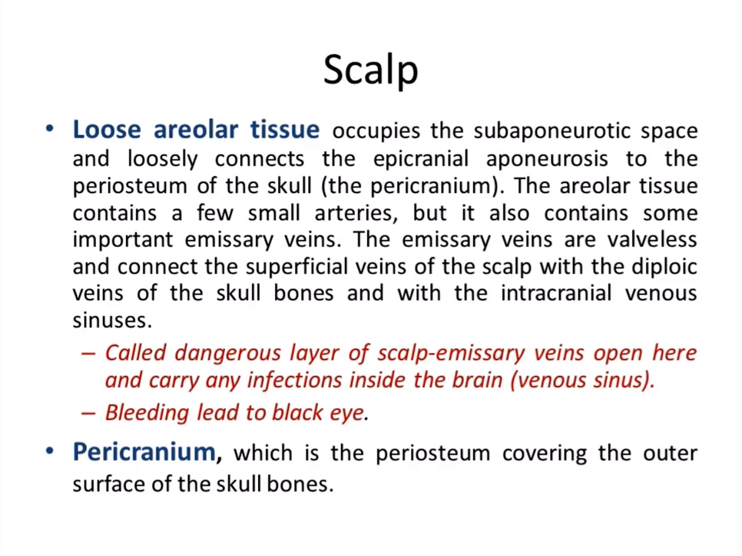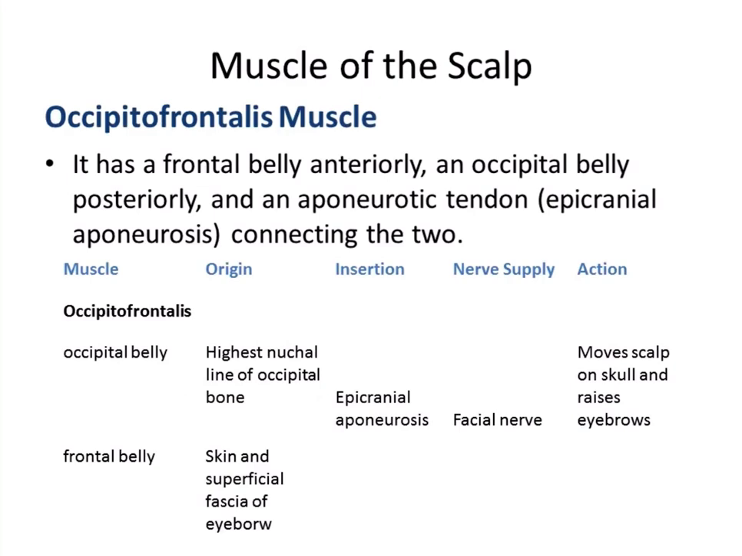I think it is easy to remember the five layers of the scalp from the word SCALP. The muscle of the scalp, as we said, the main muscle, which is found in the third layer or attached to the fourth layer by the epicranium, is the occipitofrontalis muscle. As the name implies, it has two bellies, the frontal belly from the frontal bone and the occipital belly posteriorly. They attach to the aponeurotic tendon, the epicranial aponeurosis, connecting the two.